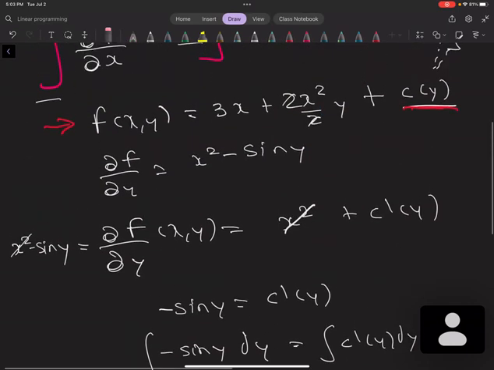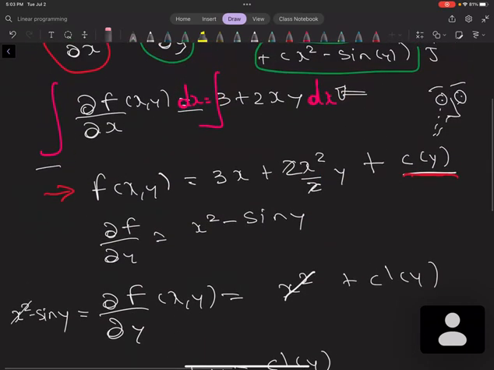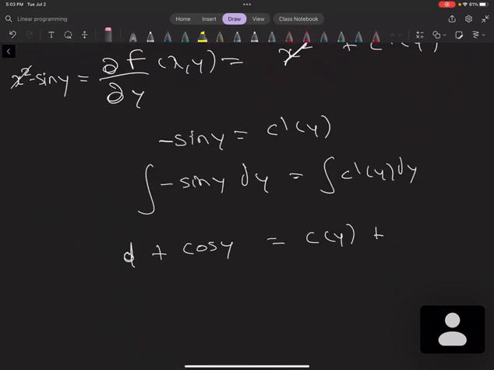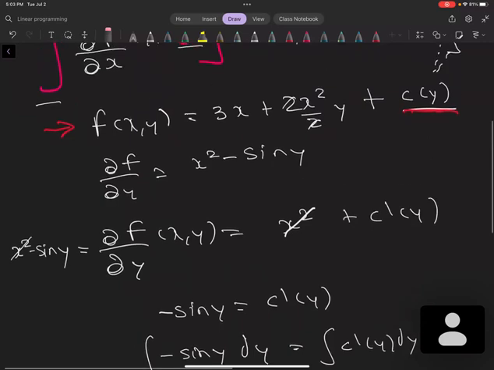Same argument here. You could think, oh, but I'm going to put plus a constant here, c1 y, and this is c2 y, but when I make the difference of the two constants, same thing, I have a new constant. So no need to do that. So that's my c of y.